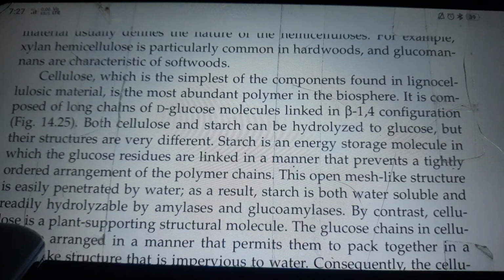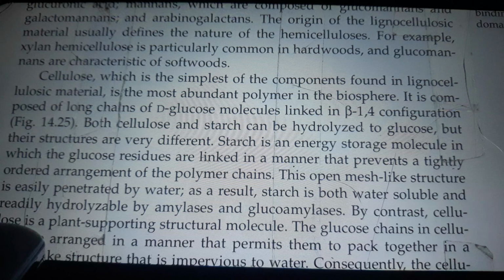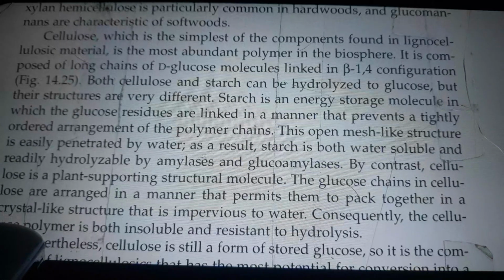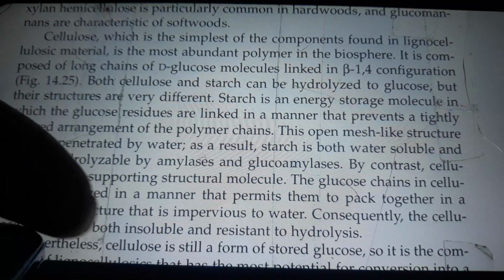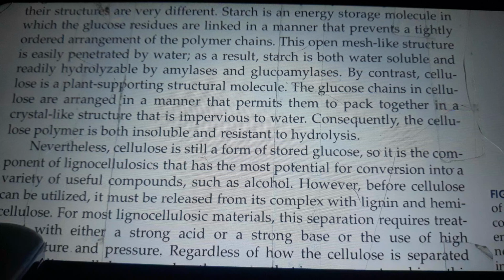Cellulose, which is the simplest of the components found in lignocellulosic material, is the most abundant polymer in the biosphere. It is composed of long chains of D-glucose molecules linked in the beta-1,4 configuration. Both cellulose and starch can be hydrolyzed to glucose, but their structures are very different. Starch is an energy storage molecule in which the glucose residues are linked in a manner that prevents a tightly ordered arrangement of the polymer chains. This open mesh-like structure is easily penetrated by water. As a result, starch is both water-soluble and readily hydrolyzable by amylases and glucoamylases.